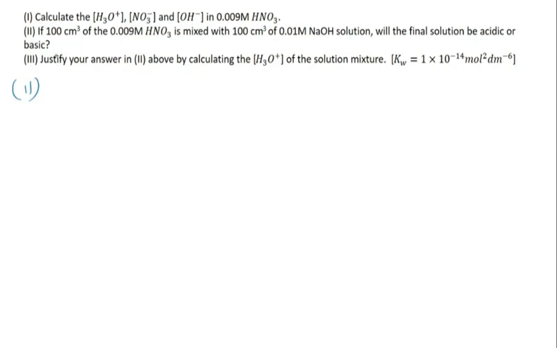Now the II is saying if 100 cm³ of the acid is mixed with 100 cm³ of 0.01 molar sodium hydroxide, what will be the acidity or the basicity of the final solution, whether it will be an acid or a base. Now nitric acid is a strong acid, sodium hydroxide is a strong base. So together in solution, depending on the one that is the limiting reagent, that will determine whether the resulting solution will be acidic or basic.